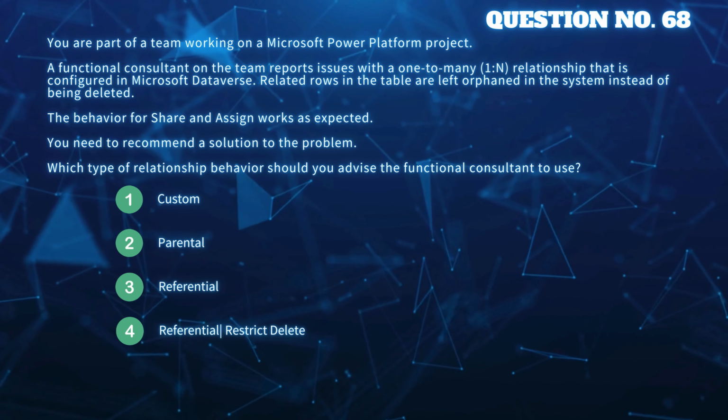Option 1, custom. Option 2, parental. Option 3, referential. Option 4, referential, restrict, delete. Correct answers: custom. Explanation: this item tests the candidate's knowledge of working with relationships and the different cascading behaviors available.